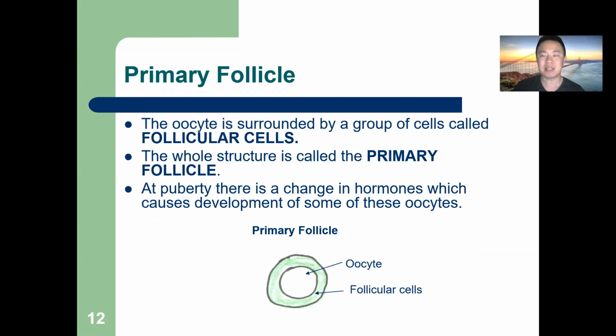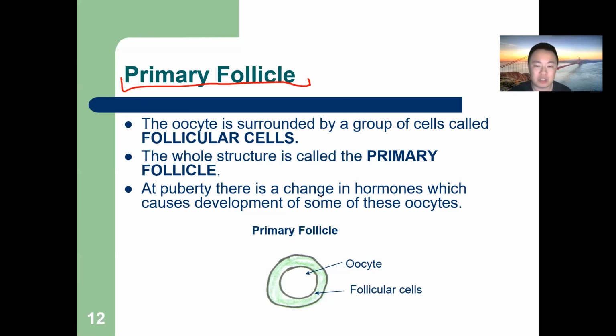A lot of these eggs are made during a female's time in her mother's womb, and a lot of them get packaged in something known as a primary follicle. This is an oocyte that is surrounded by a group of cells called follicular cells, and the whole structure is called the primary follicle. So these eggs are made while in the mother's womb, and then they get packaged into the primary follicle, and they stay there until it's time to get released.